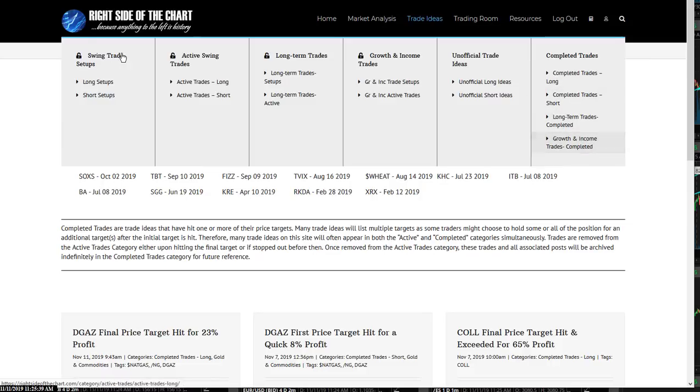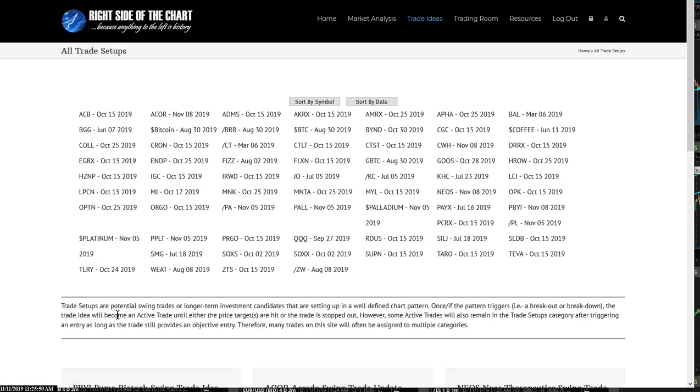What are those differences? You can see here's all your trade categories. Swing trade setups, long and short setups. What is a swing trade? Well, let's click on it and find out. If you click on any of the trade categories right here towards the top, this is a tag cloud. These are all clickable links.